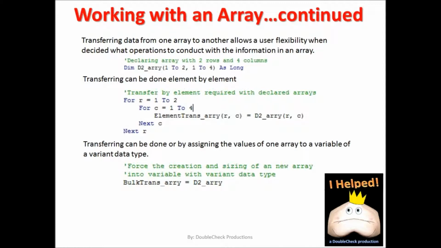While transferring data one element at a time gives us control over that data, it is relatively slower. The other way we can transfer data from one array to another is faster, but we have no control over the data transfer. Essentially, we're just making a copy of the array. You can think of this as an instant transfer or a bulk transfer. This is done by treating both arrays involved in the transfer as variables. Keep in mind that the receiving array must be of a variant data type in order for this to work. So let's go ahead and look at an example of this.